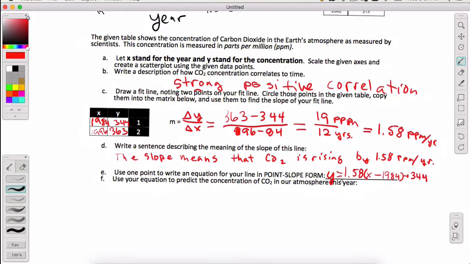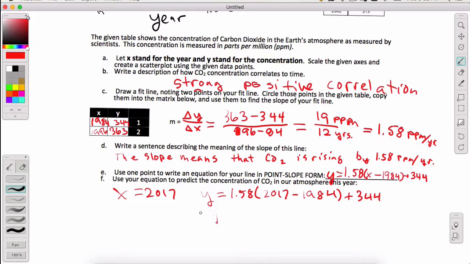I have an equation, and I know that y stands for the parts per million. I know what x stands for. That's the years. And the thing that I know now is that my x is 2017. So why don't I just take that and replace the x in my equation like this. So I'm going to say y equals 1.58 times (2017 minus 1984). But then, of course, I need to add 344 to that.